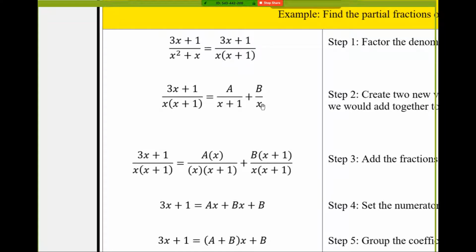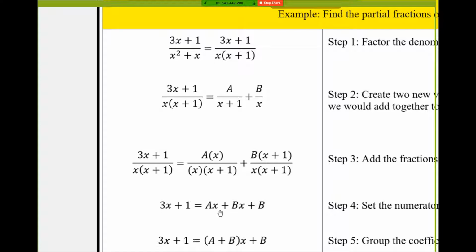In order to add them together, I would have to get a common denominator, so I'm going to cross multiply. A times x would be on the left side, and then b times x plus 1 would be on the right side. And that leaves me with, if I add all of the numerators together, I should get what's on the left side. So that leaves me with an equation that we can use to solve for a and b.